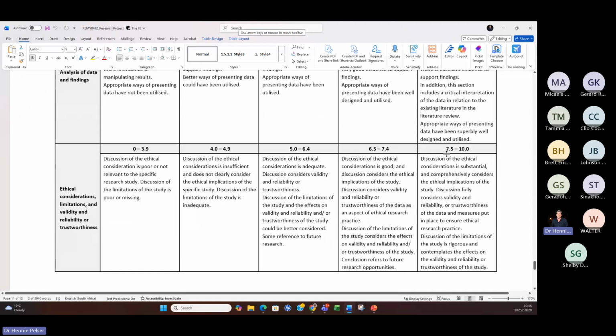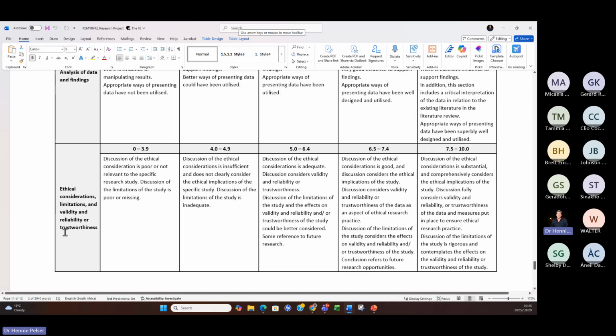Then your ethical considerations. For me, the best I've seen is Jackie Grant's. Find Jackie Grant's, see how she's laid out her ethical considerations. Talk about limitations, small number of participants. You can see you've only done it in a single area. It is not for full degree purposes, it's part degree purposes.